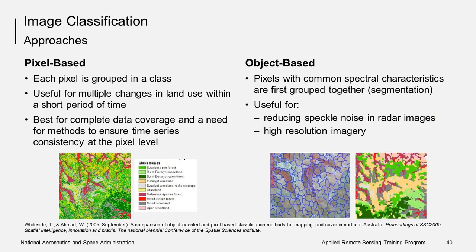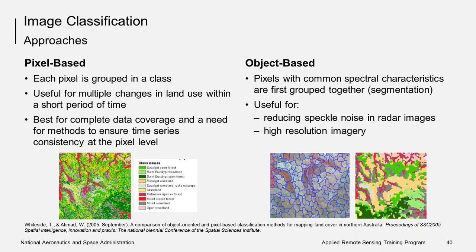There are many different ways to classify imagery, but almost all can be categorized into 2 approaches: pixel-based and object-based. In pixel-based approaches, each pixel is grouped into a spectrally similar class. These approaches are most useful where there are multiple changes in land use within a short period of time, and they are best suited when there is wall-to-wall data coverage and time series consistency at the pixel level is required.